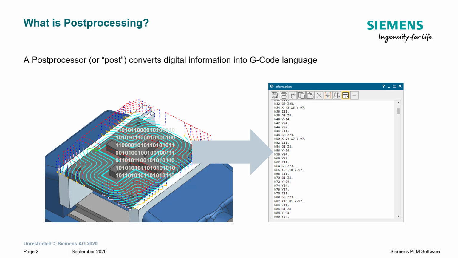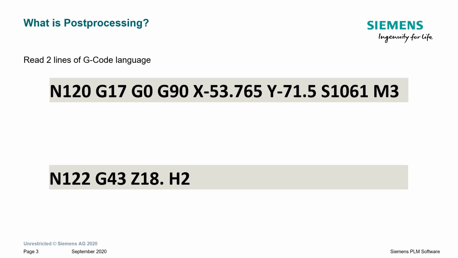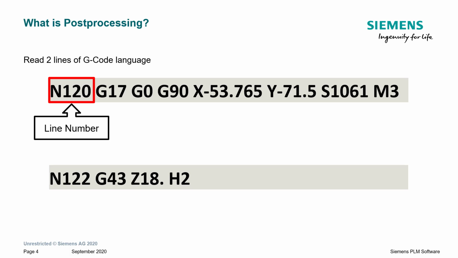Let's parse through a couple of lines of G-code language code. In these two lines of G-code language code, we have several words that we need to define. The first word is the line number. This doesn't really mean anything to the machine. It's simply a location code so that if we need to search up that line at the machine tool, we know what line number to look for.